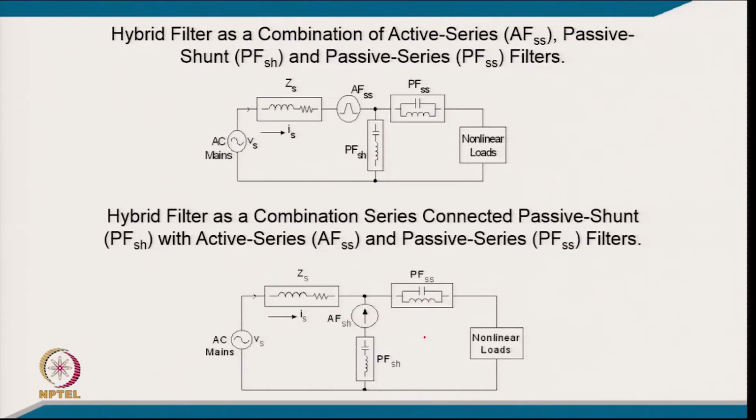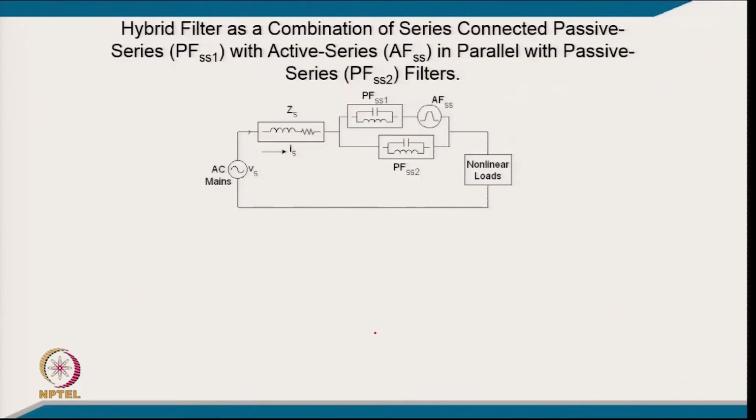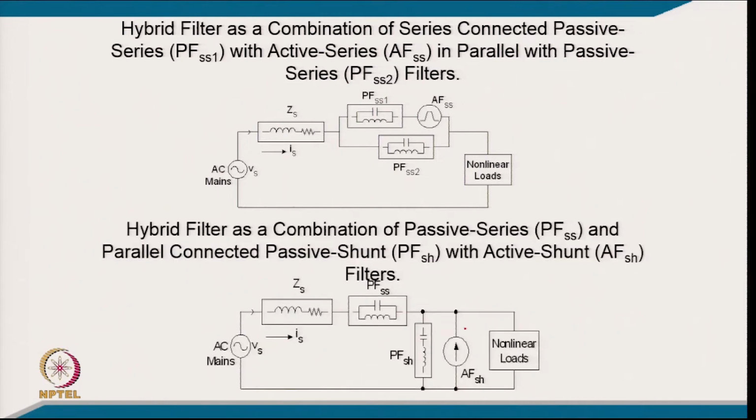Or you can have a series passive filter with the voltage fed kind of load, and you have a small active filter in series with the passive to reduce the rating virtually of the active part also, or you can have this kind of network with the passive and active in series with the passive and another passive in parallel.